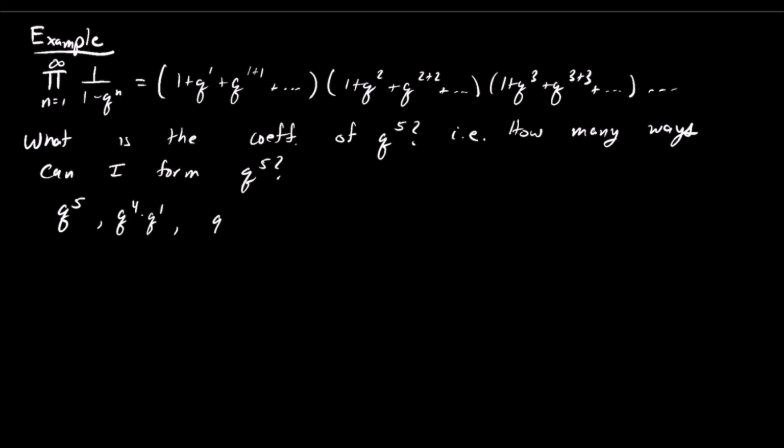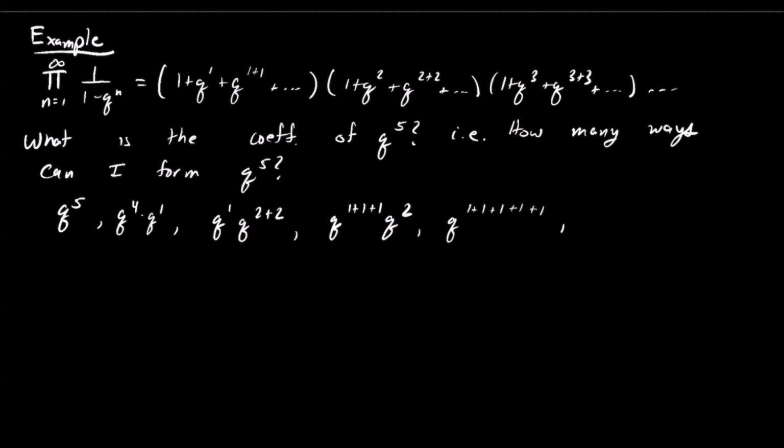I can do q to the 1 times q to the 2 plus 2, right? So I could do q to the 1 times q to the 2 plus 2 times 1 times 1 times 1 times 1 forever. I can do q to the 1 plus 1 plus 1, q to the 2. So in the first part of the product, I could look at q to the 1 plus 1 plus 1. In the second part, I could do q squared and then multiply by 1 all the way down. I can just do q to the 1 plus 1 plus 1 plus 1 plus 1, and then times 1 times 1 times 1, so on and so forth.